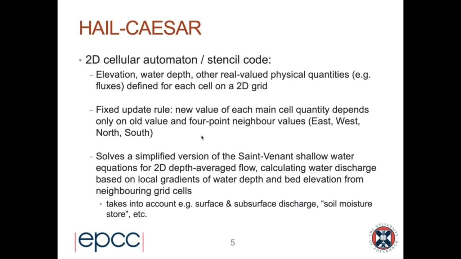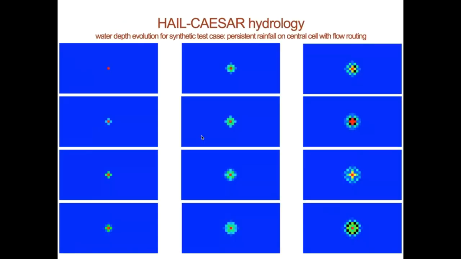And what the underlying Caesar LISFLOOD model is actually doing, the particular LISFLOOD component, is solving a simplified version of the Saint-Venant shallow water equations for two-dimensional depth-averaged flow. It calculates water discharge based on local gradients of water depth and the surface elevation of the bed, based on the values for neighboring grid cells. And this takes into account aspects, as I already mentioned, of surface and subsurface discharge, of soil moisture store, and all other kinds of landscape evolutionary components, which I'm sure I know nothing about.